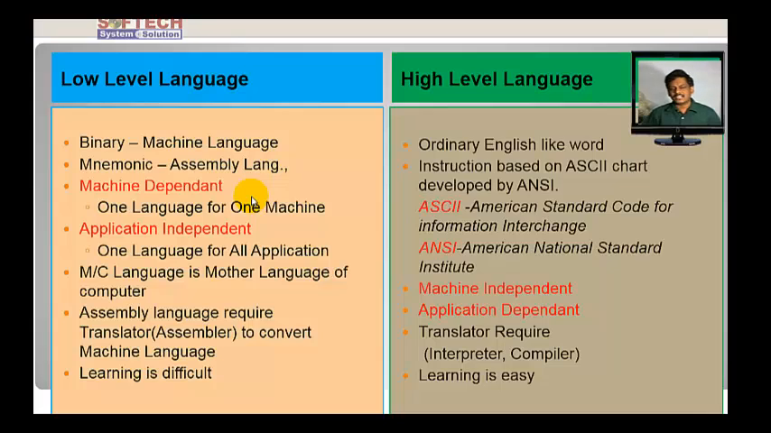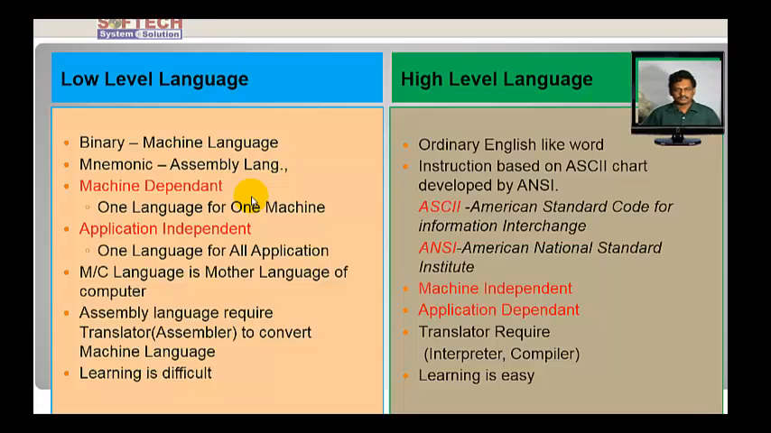But it requires a translator because the computer does not directly understand assembly language. So we want to convert that assembly language into machine code, so it requires some translator. This is also a kind of software. It converts the assembly language program into machine language. We already discussed that in the previous slide.